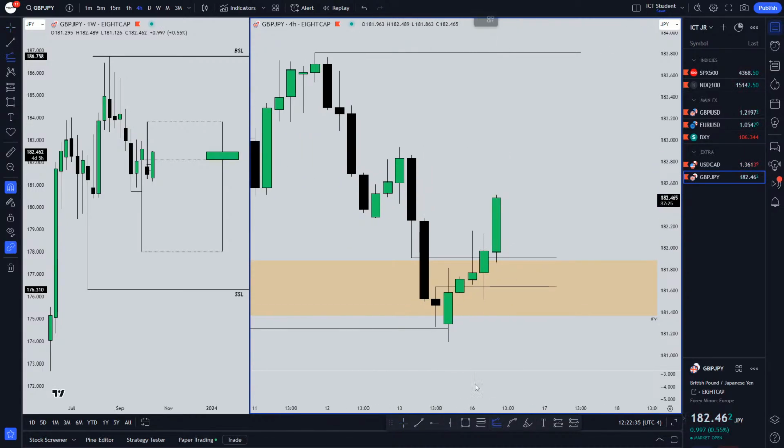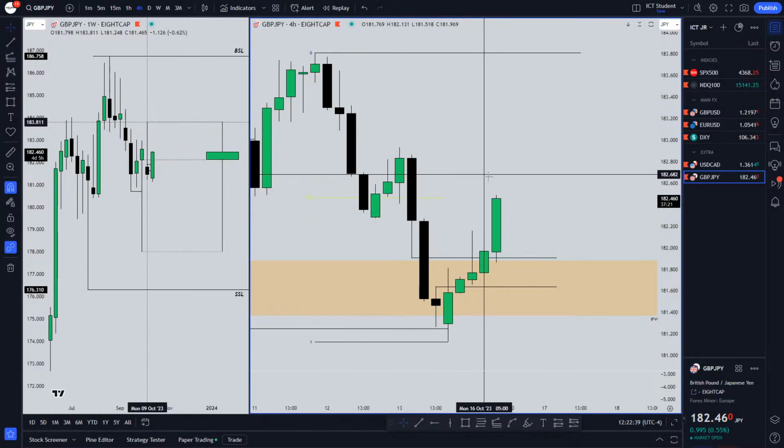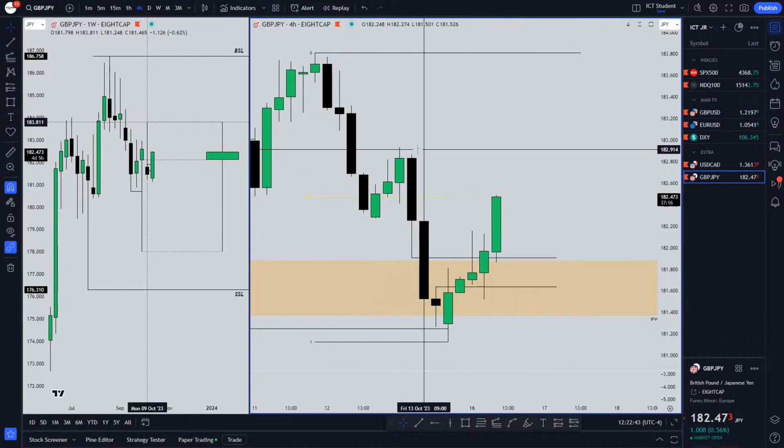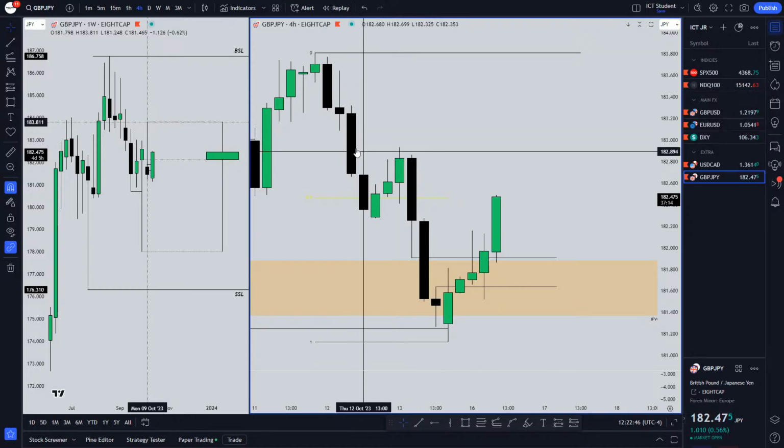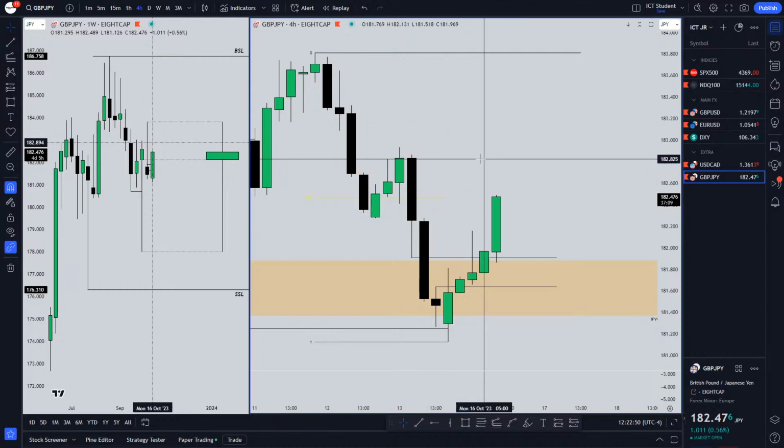If we draw the dealing range for this 4-hour time frame, you can just see we are inside of a premium. So this right here would have been an ideal take profit area with the sell side imbalance here on this 4-hour. So yeah, around there, most likely to tap there.